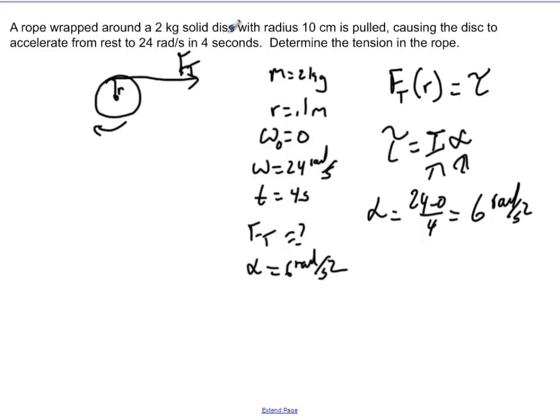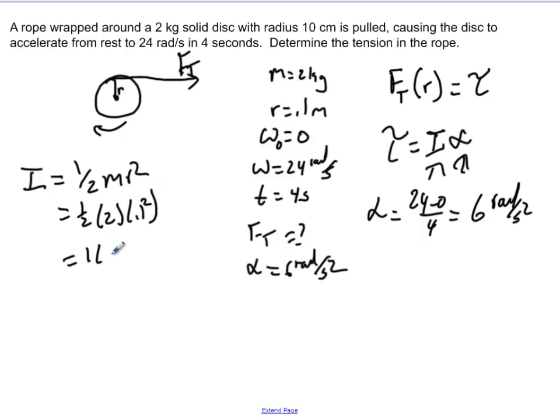Well, it says it's a solid disc and it's got a mass of 2 kilograms and a radius of 10 centimeters. I know solid discs have a moment of inertia of 1/2 mr squared. So 1/2 of the mass, which is 2, times the radius, which is 0.1 squared. Half of 2 is 1, times 0.1 times 0.1 is 0.01, which gets me 0.01 kilogram meters squared. There's my moment of inertia.